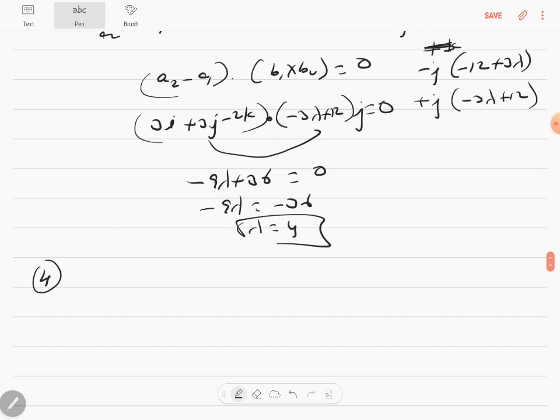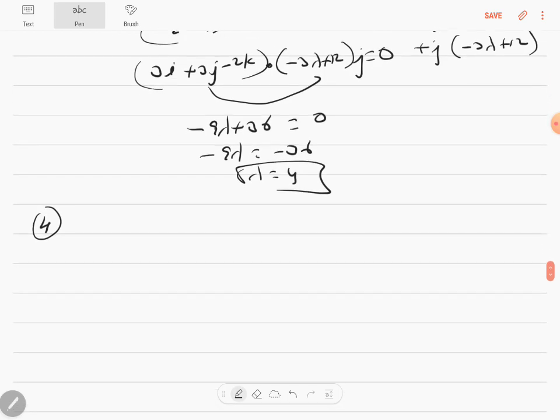Fourth question. Prove that the line through the point A, 0 comma minus 1 comma minus 1, and B, 4 comma 5 comma 1, intersects the line.